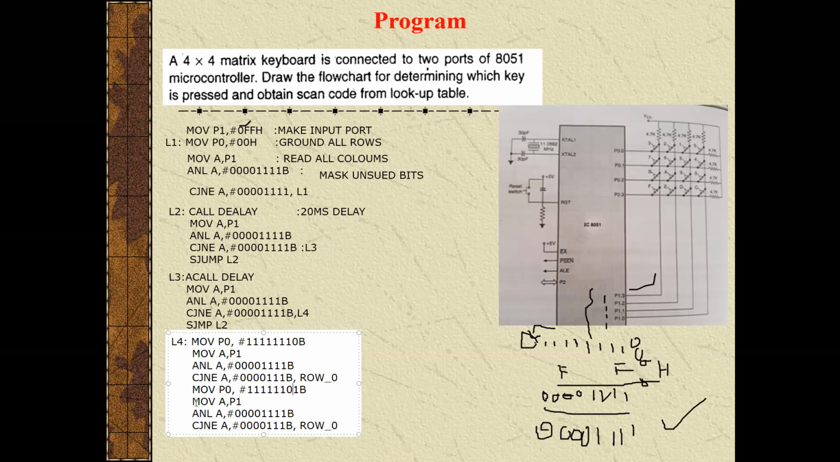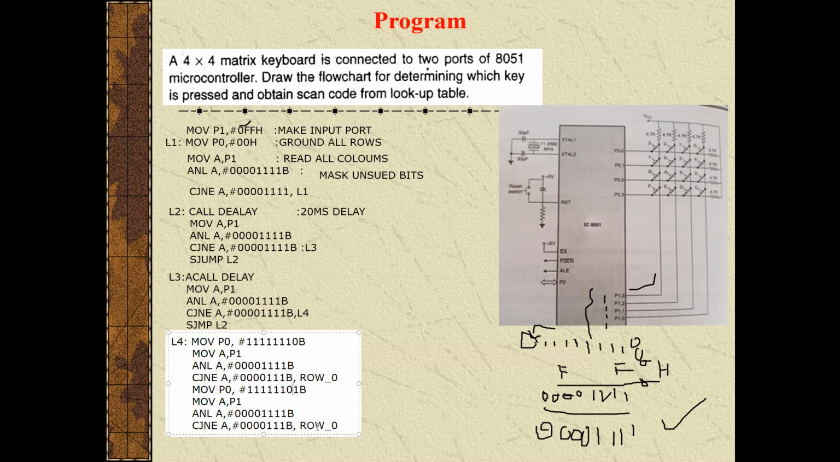So how? By loading this value to port 0, what will happen? All the port pins will become high except P0.1. Then, similarly, I am loading this data into the accumulator and performing the AND operation. After the AND operation, the result will be stored in the accumulator. Then I am comparing that result with this immediate data. If both are the same, it means there is no key press at that particular row.